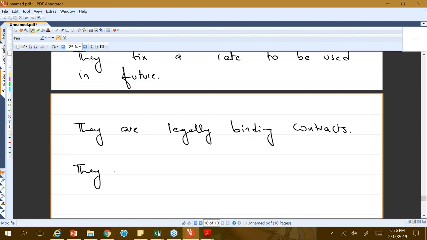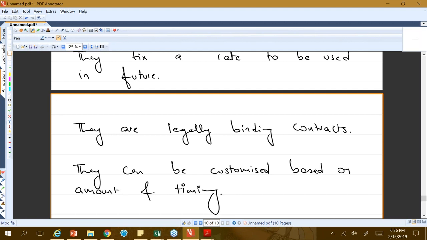They can be customized based on amount and the timing. So you decide how much amount you want to hedge and you decide how much time you want to hedge for. So on that basis, they can be customized. So these are forward contracts.